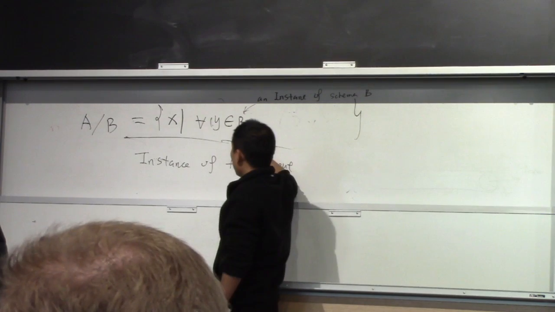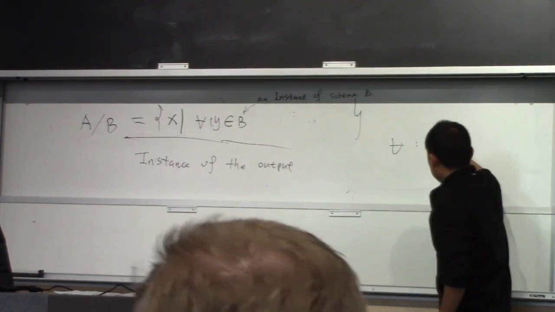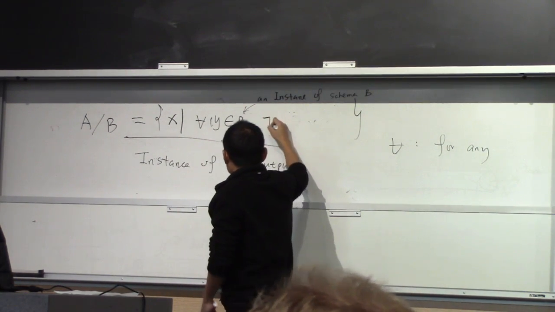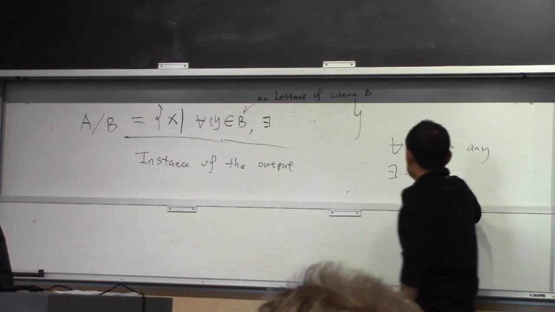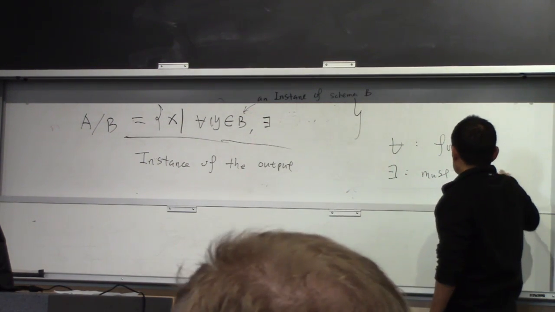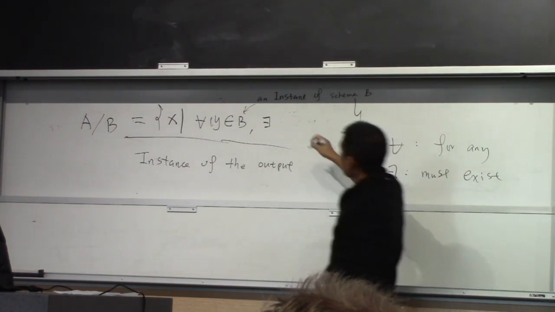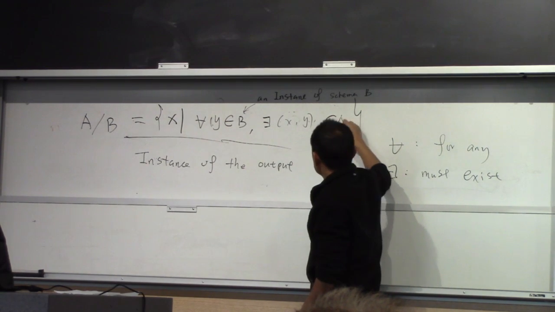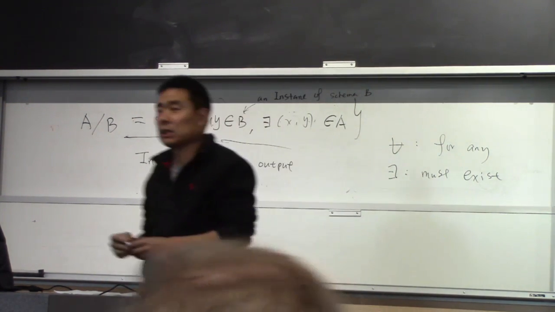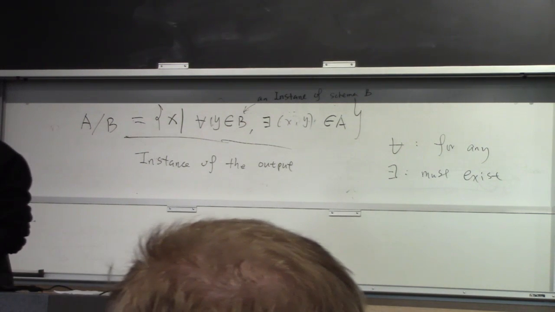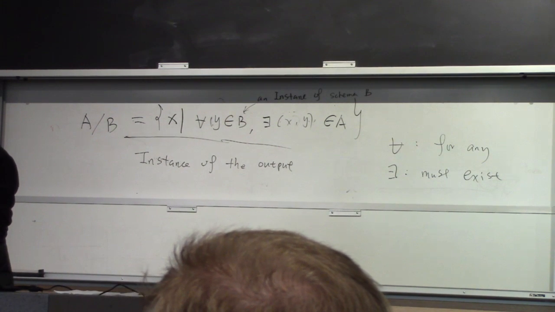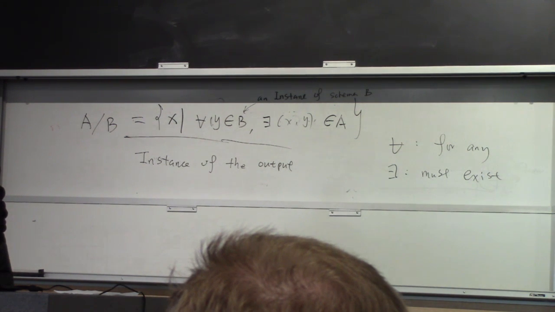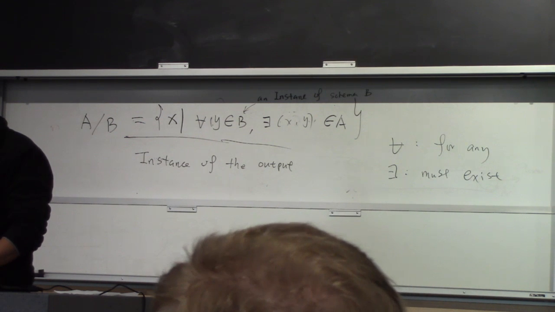So for any record from Y, any means for any. There must exist a pair X and Y from A. That's it. That's the definition of division. So you're trying to find all these X such that for any Y, XY must appear in A at least once. See a lot of puzzle face? Let me show you using an example.